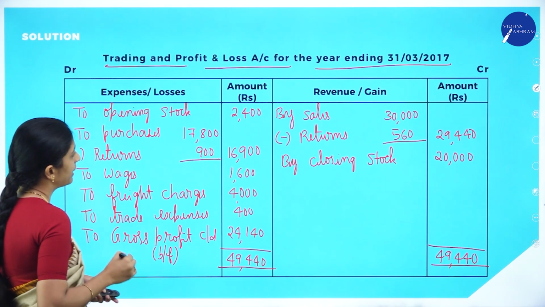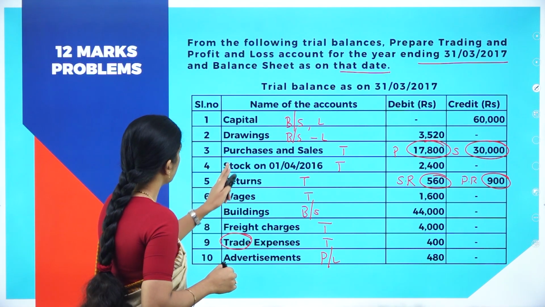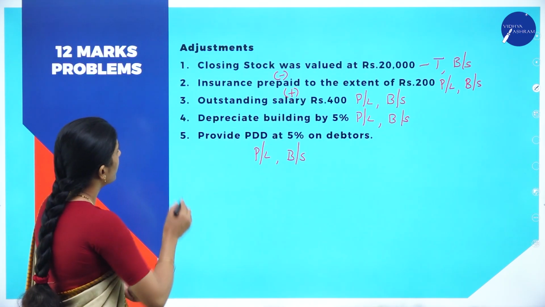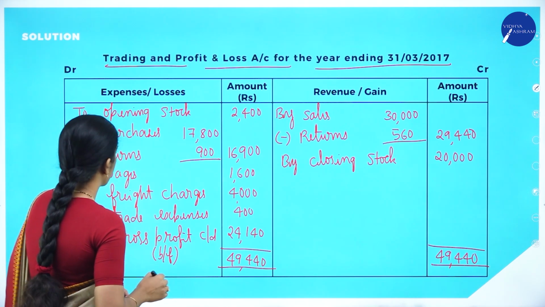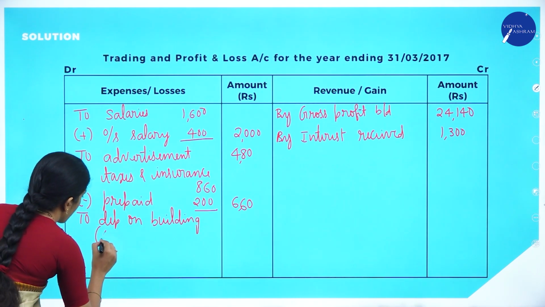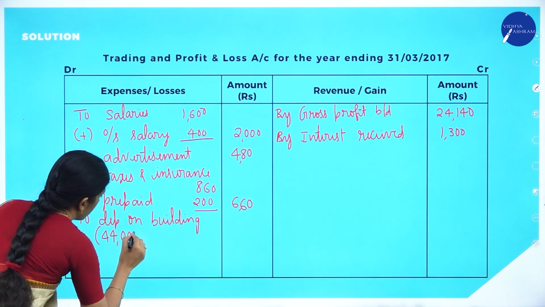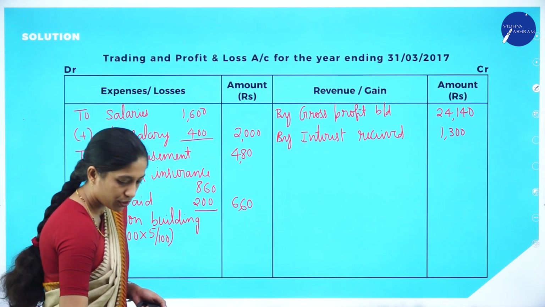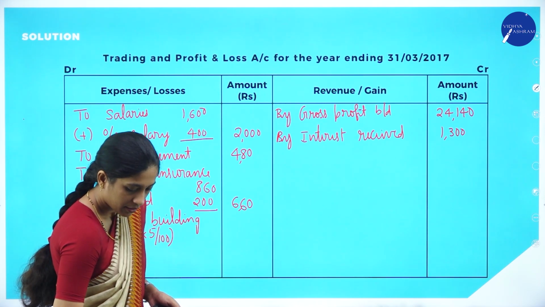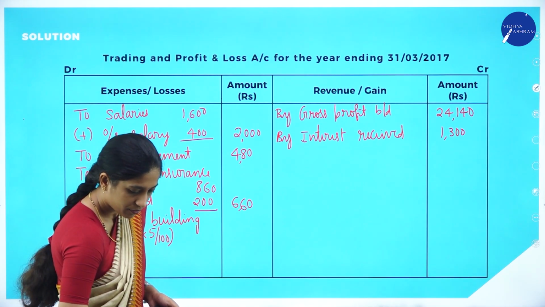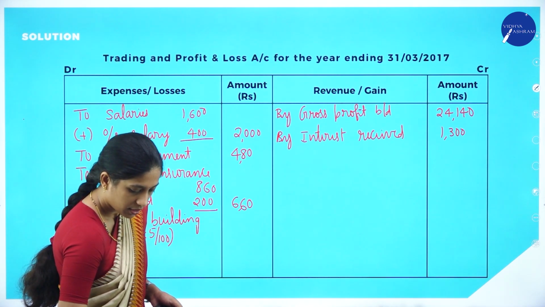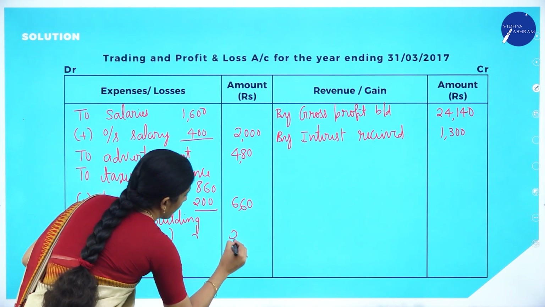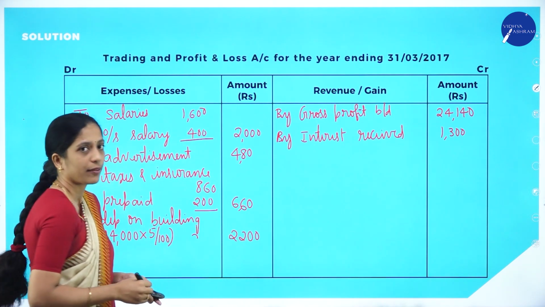And the amount of building is 44,000. So building value is 44,000 into depreciation 5%. So 44,000 into 5 divided by 100. So 44,000 into 5%, so it is 2,200. So you can write directly here 2,200.